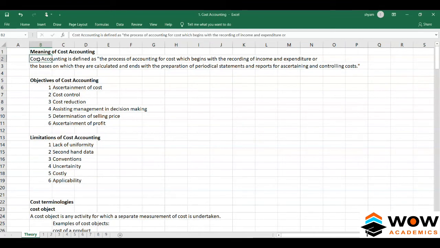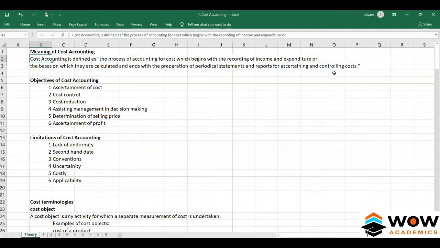So cost accounting is defined as the process of accounting for cost, which begins with recording of income and expenditure or the basis on which they are calculated and ends up with the preparation of periodical statements and reports for ascertaining and controlling costs. Okay.